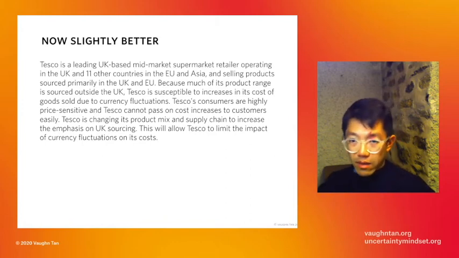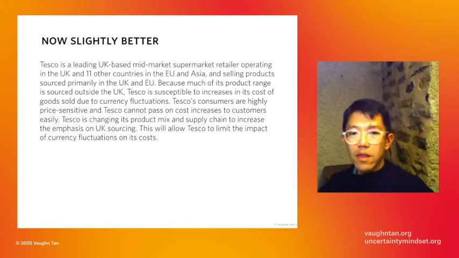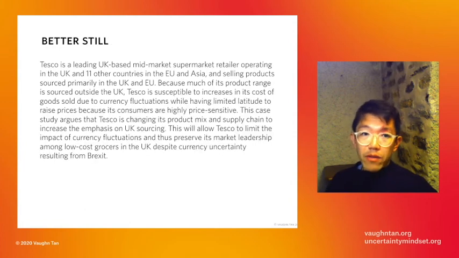Now, this first part, this is the setup. The author here is arguing that this is the reason why Tesco is exposed to Brexit uncertainty. The second part of it, that Tesco is changing its product mix and supply chain to increase the emphasis on UK sourcing, is the author's explanation of how Tesco is responding strategically to this Brexit uncertainty risk. How do we make it better still?